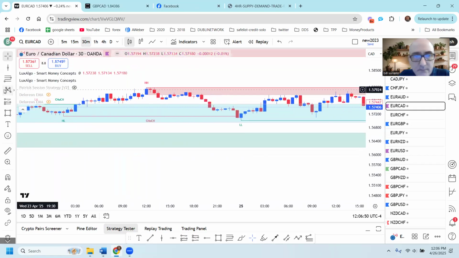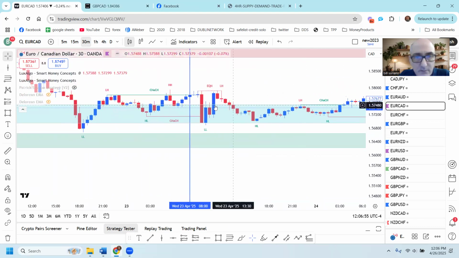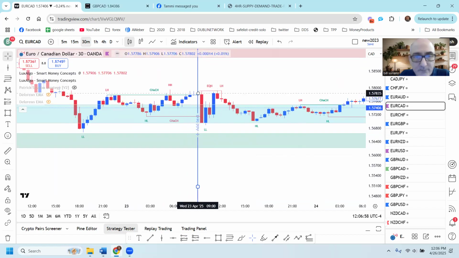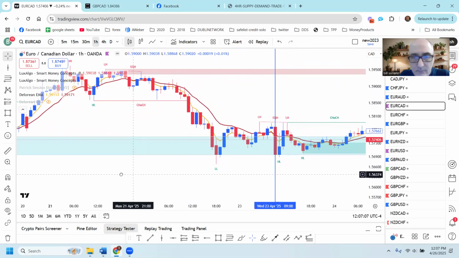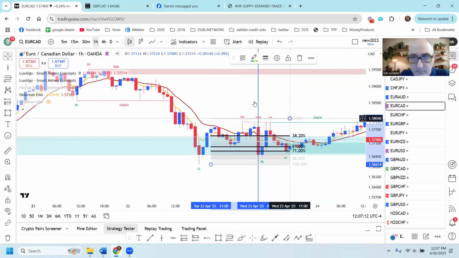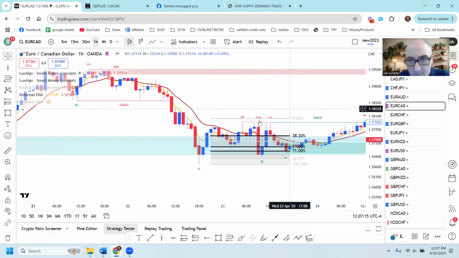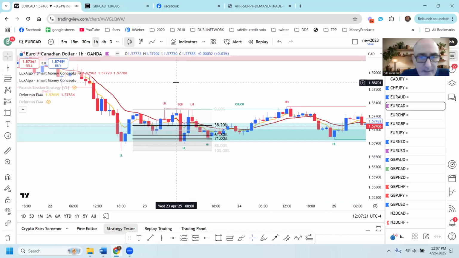And we actually got the change of character that I like right there. Okay. Now we go back to the 1 hour. We draw our fib right from there to there. Then we can get in this trade at the 71, right? So we're going to put this at the 71.